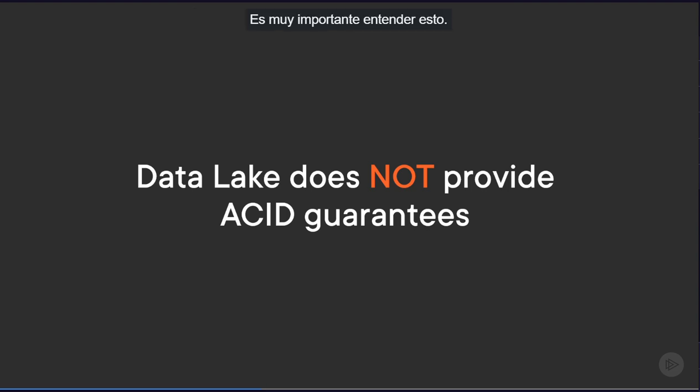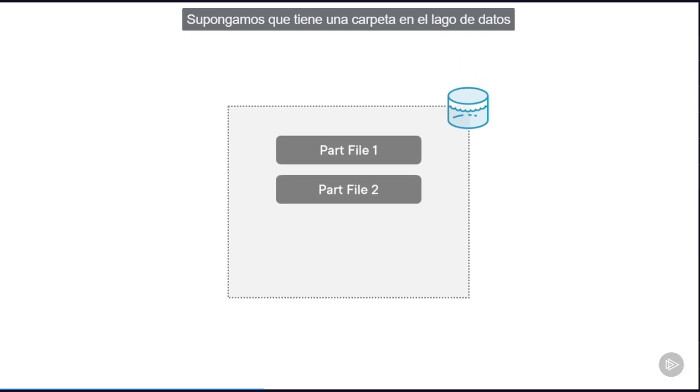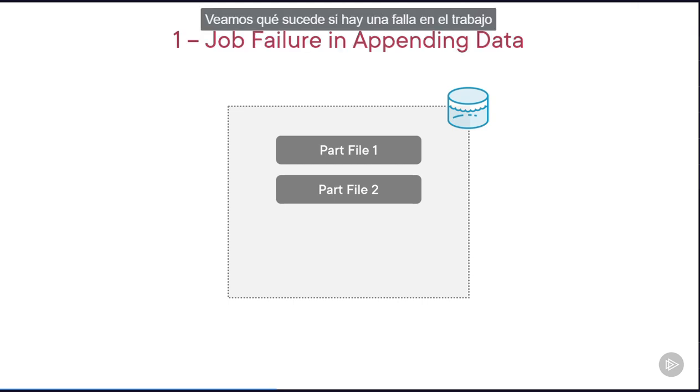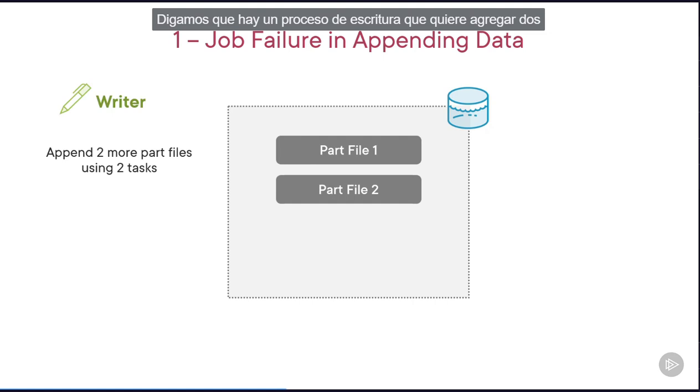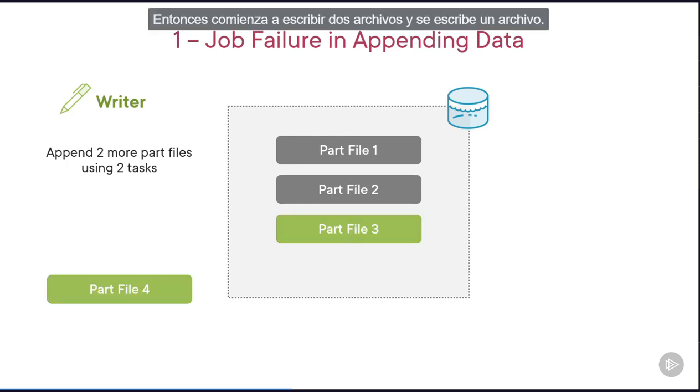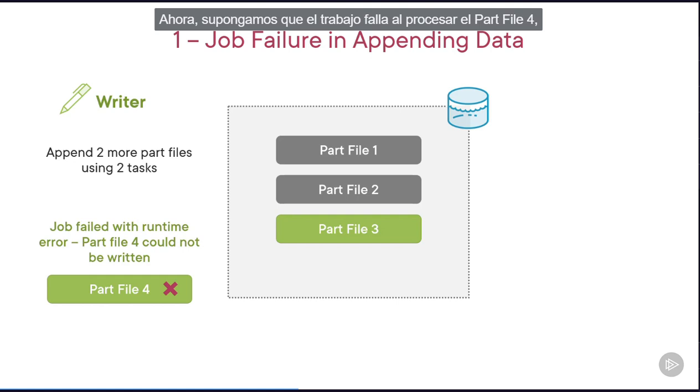It's very important to understand this. Let's say you have a folder in the data lake to store sales data. And 2 partition files are already stored there, part file 1 and part file 2. Let's see what happens if there is a job failure while appending the data. Say there is a writer process that wants to append 2 more partition files using 2 tasks. So it starts to write 2 files and 1 file is written. Now let's say the job fails while processing part file 4 with a runtime error like division by 0.